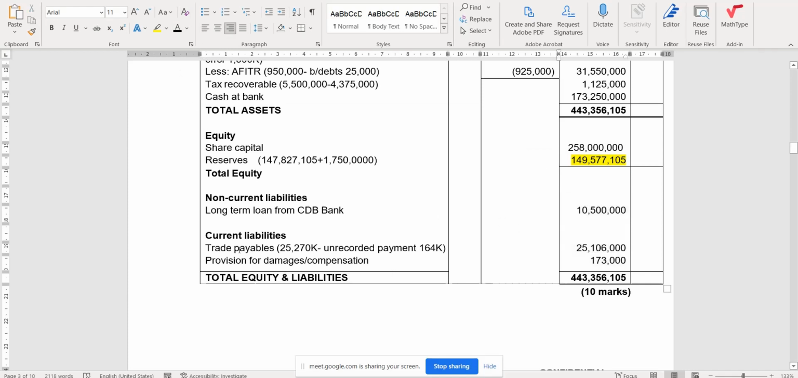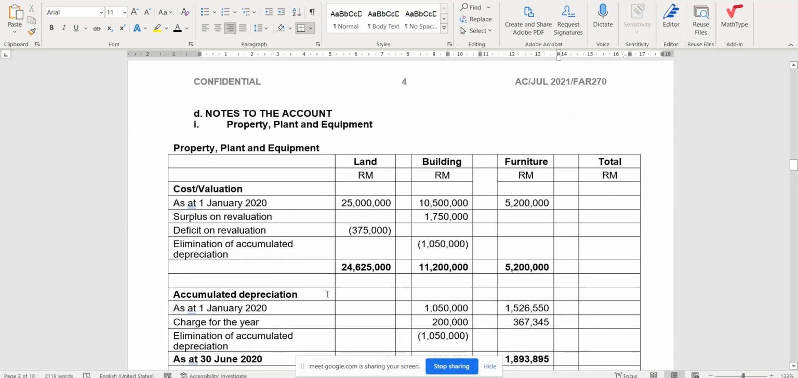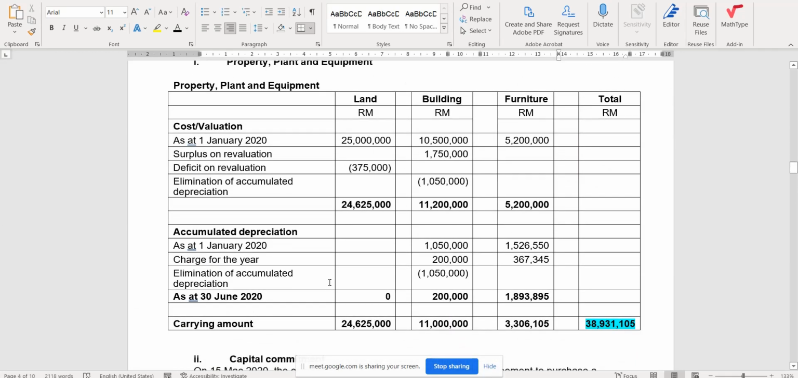The changes are in the current liability section. Trade payable has now been adjusted with 164,000 because of the trade payable payment that you made, but no record has been made correctly. So you have corrected the error, so that becomes this figure. Provision for damage or for compensation was 173. That was from the last few adjustments that we have done. Next is the notes on PPE. We are coming close to the end of the preparation, so I'm showing you the notes on PPE.